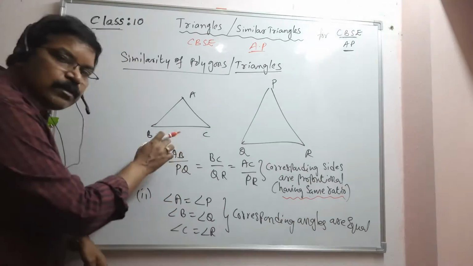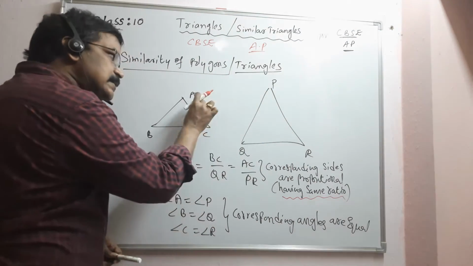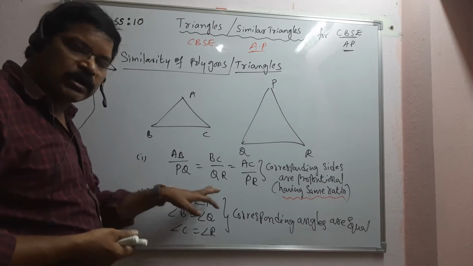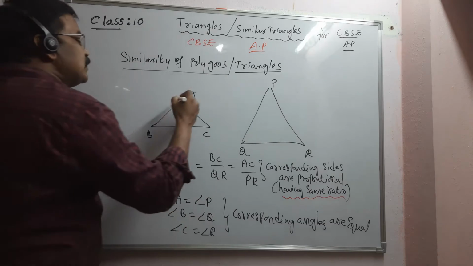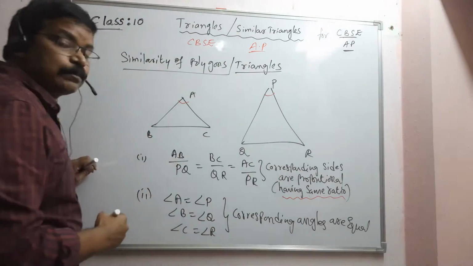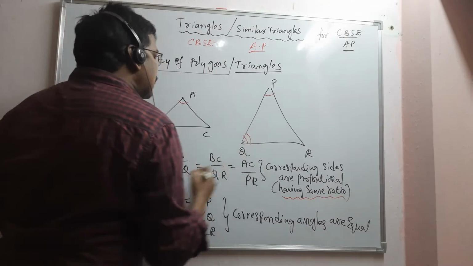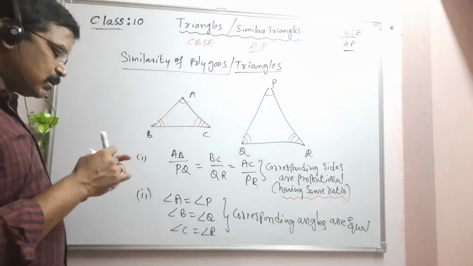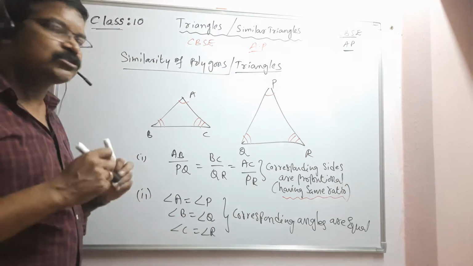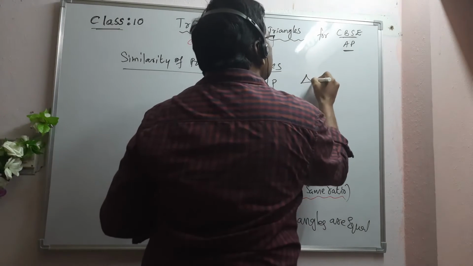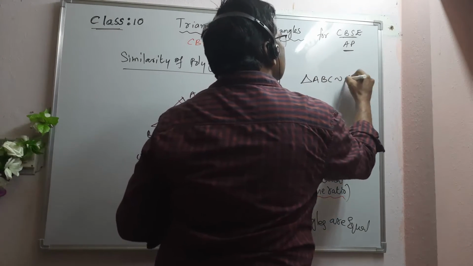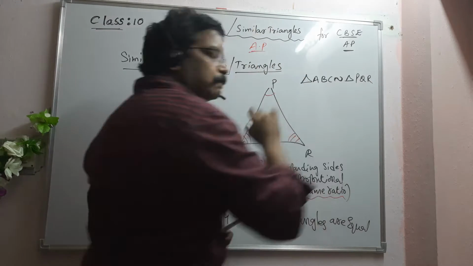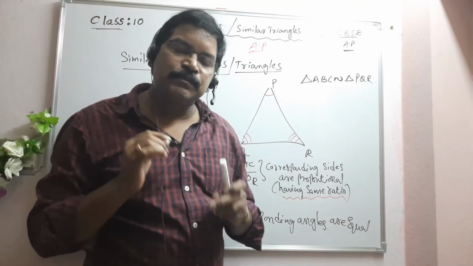That means AB by PQ, BC by QR, AC by PR. And number 2, the corresponding angles are equal. Corresponding angles means angle A is equal to angle P, angle B is equal to angle Q, angle C is equal to angle R. Then the two triangles are said to be similar. That means triangle ABC is similar to triangle PQR. This is the symbol of similarity. Then the two triangles are similar.